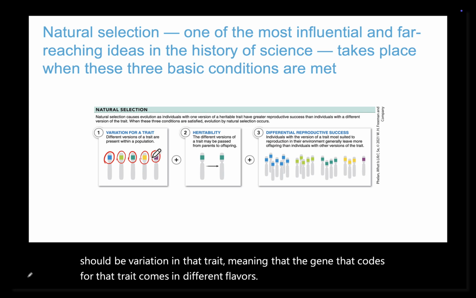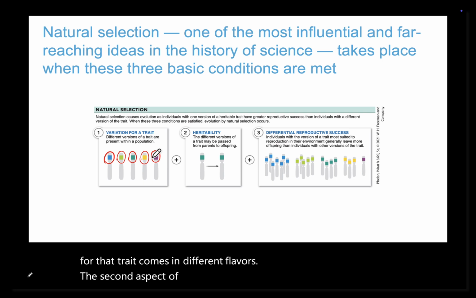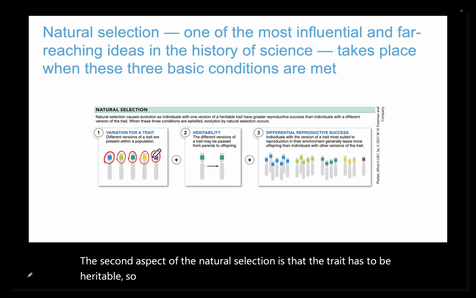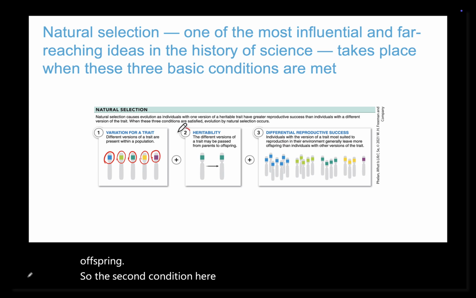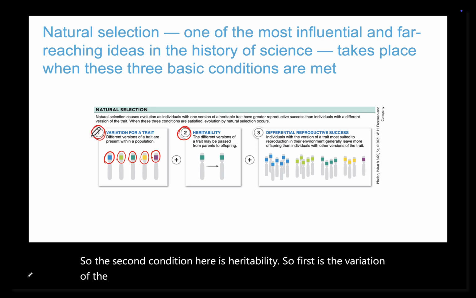The second aspect of natural selection is that the trait has to be heritable. So the trait must pass from the parents to the offspring. So the second condition here is heritability. So first is the variation of the trait. The second is heritability, so that trait has to be passed from one generation to the other.